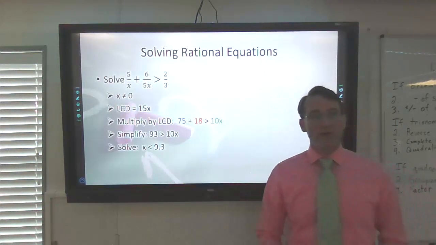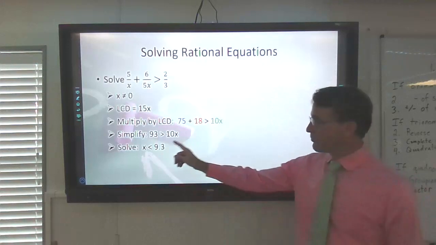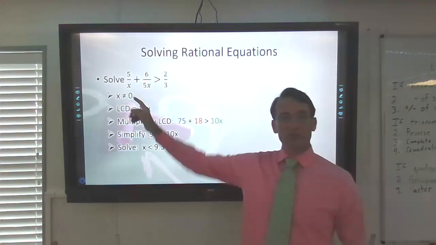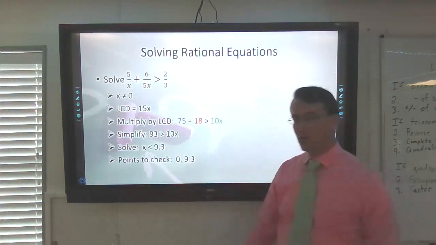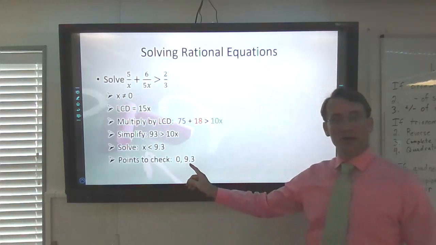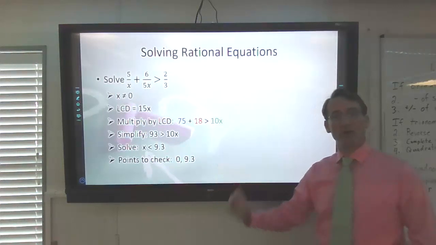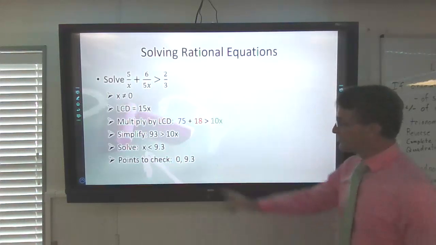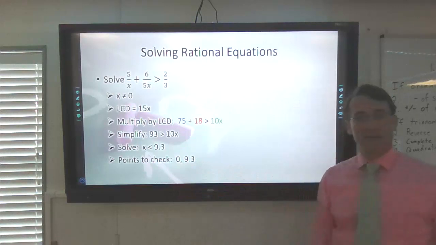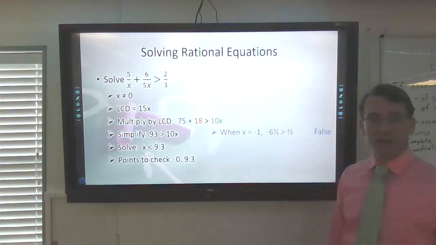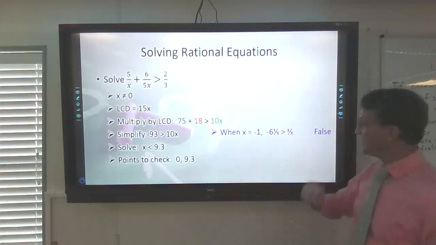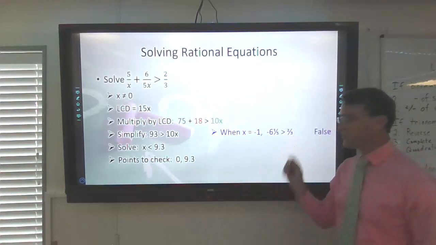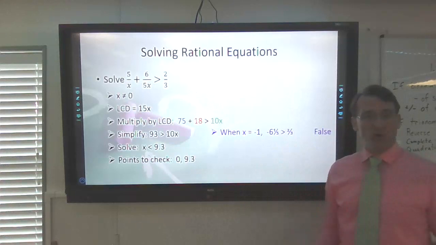So there are a couple of values that I need to check. I need to check right around 9.3 and also at 0. So I have three ranges: values less than 0, values between 0 and 9.3, and values greater than 9.3. So let's start off with the ones less than 0. I'm going to try -1. So when I plug in a -1 into my original equation, I get -6 and 1/5 is greater than 2/3. That is false. A negative number is not greater than a positive number.